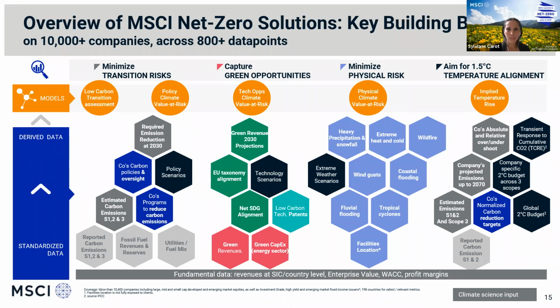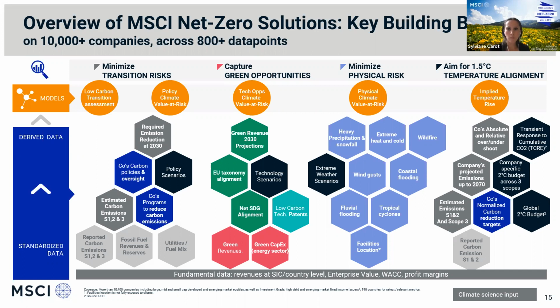So climate data can be complex, and at MSCI, we do have a good data set to help investors reach net zero and those who want to set their targets. I know this is a busy slide, but what you need to understand is there are different themes going from the left: transition risk, green opportunities, physical risk, and temperature alignment. The whole idea with transition risk is moving from a high carbon current world to a future low carbon world. So it's all about emissions.